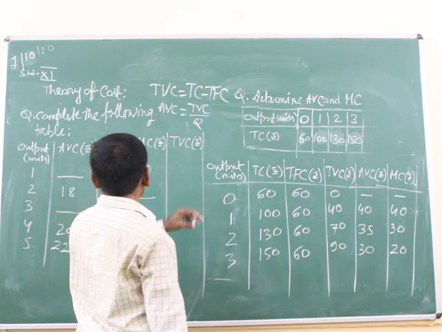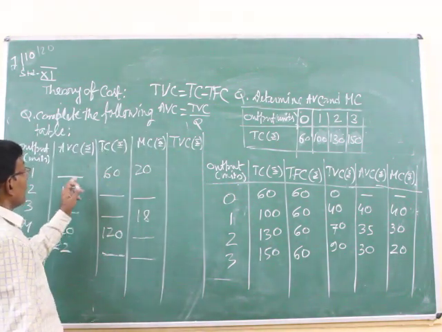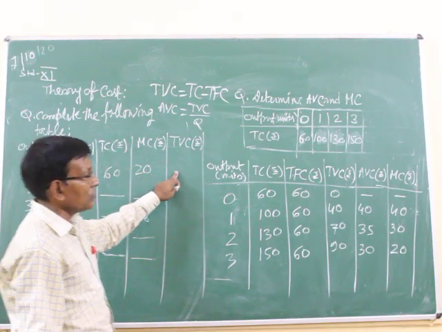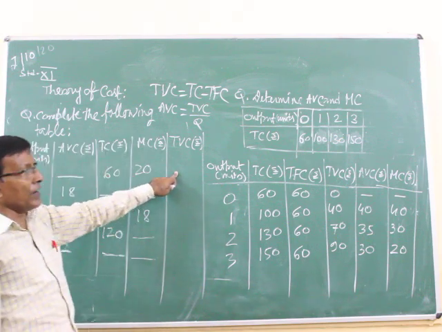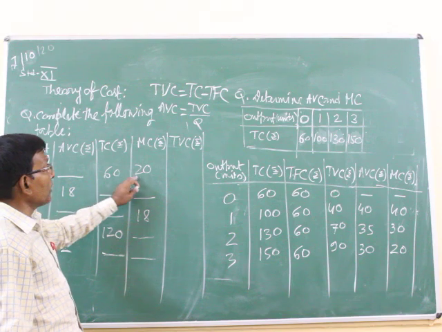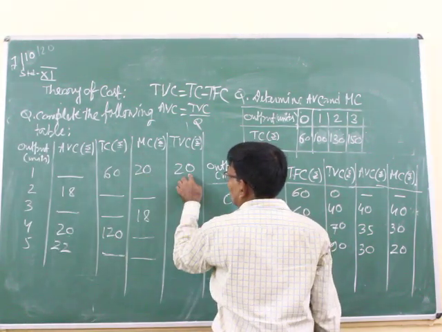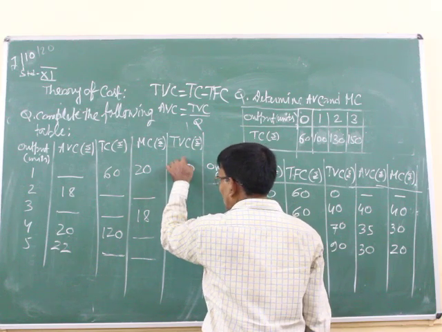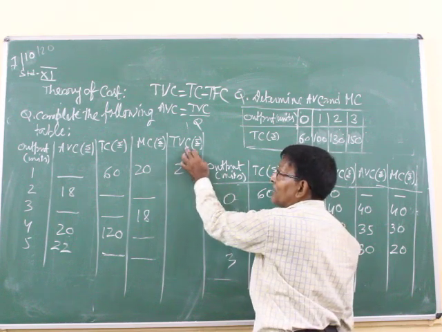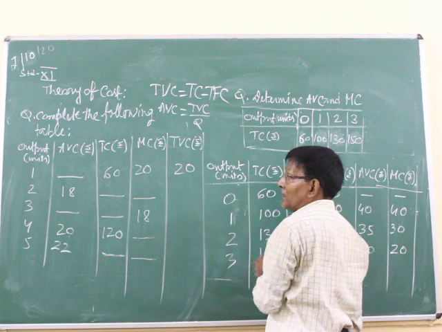Now, how to find out TVC? There are different ways. At the first unit of output, MC and TVC will be equal. When we solve another question, we see that at the first unit of output, MC and TVC will be equal. So for that, we can write down this value over here. Why? Because at zero level of output, TVC will be 0. So 20 minus 0, it is 20. That is why this value we have to put over here.